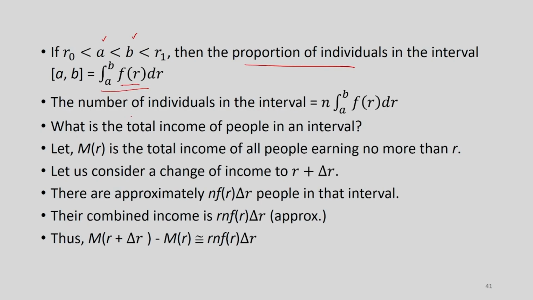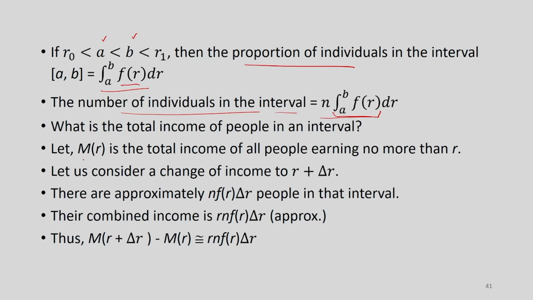And how many people are there in that interval? Like the previous case, I multiply this term with small n. Small n is the total number of people in the country. So this is the total number of people earning income from A to B. But the next question is, how much income are these people earning, right, who belong to this interval A to B? That is an interesting question. What is the total income of these people?